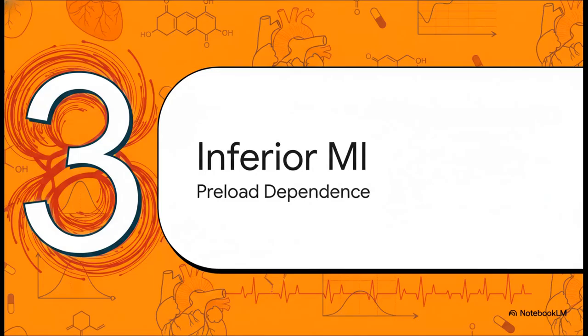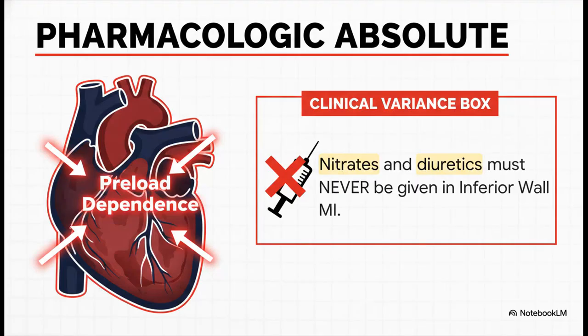Module 3. Inferior MI and preload dependence. All right, there is a strict pharmacologic absolute we must respect here. Administering standard venodilators in right ventricular infarctions causes fatal hypotensive shock, period. The right ventricle is an inherently thin-walled, low-pressure system. When an inferior wall MI extends to involve the right ventricle, its contractility is suddenly decimated.